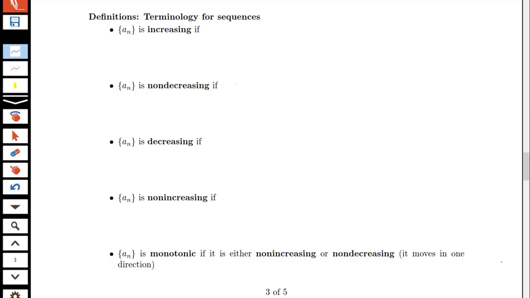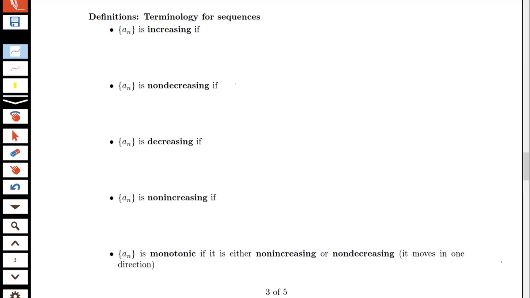In this video, we're going to be looking at some key terminology for sequences, as well as an important theorem telling us how these properties relate to when a sequence must converge. So our first couple of terms have to do with when sequences are increasing and decreasing.